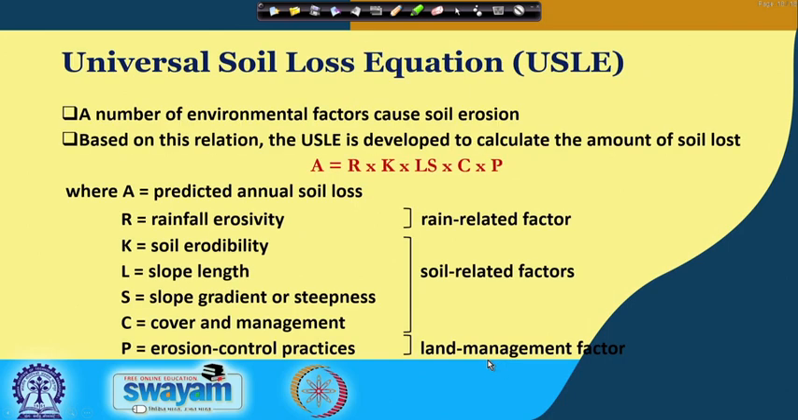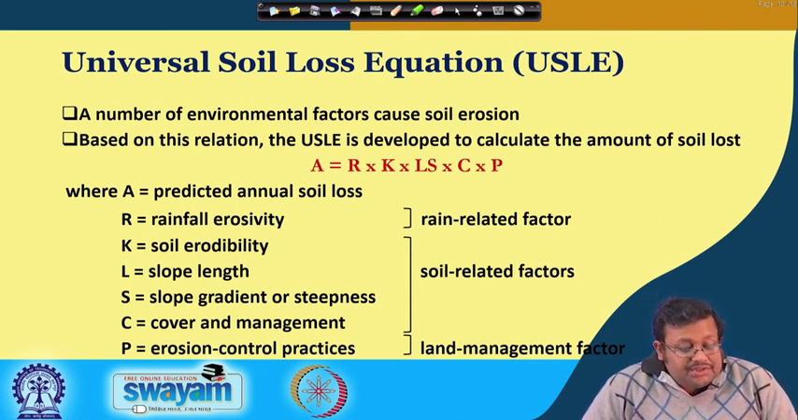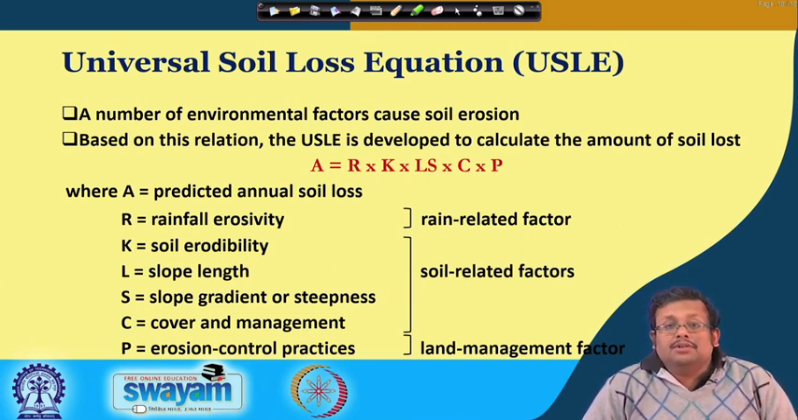So let us start with the universal soil loss equation. You have now understood that a number of environmental factors cause soil erosion. It is not only the water, not only the wind; different types of other practices or management practices in the field are also important for soil erosion.